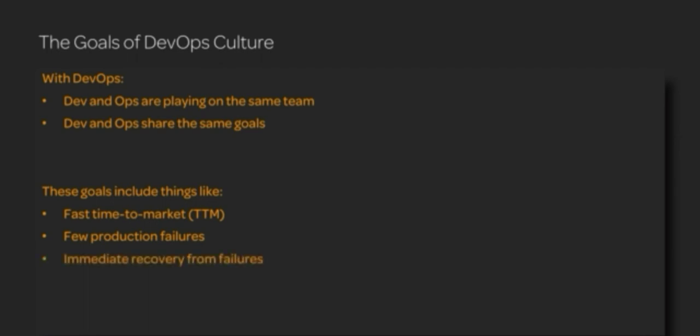Another goal that goes back to stability is immediate recovery from failures. In the real world, failures are going to happen. Mistakes are going to be made. Things are going to break. Any organization that doesn't recognize that is deluding themselves, because it's always going to happen.